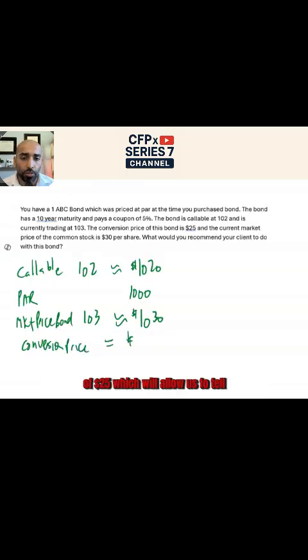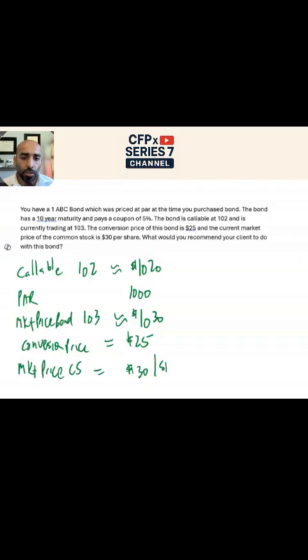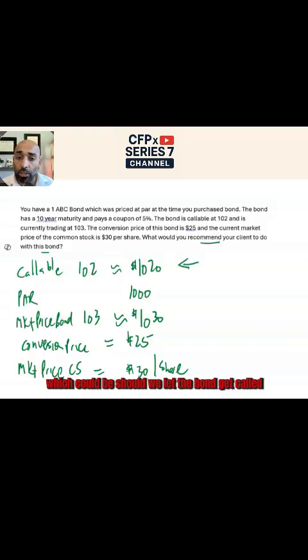Now, we've also been given the conversion price of $25, which will tell us how many shares of common stock we will receive in case we were to convert the bond. And then we've also been given the current market price of common stock, which is $30 per share. And the question is just to find out, what would you recommend your client to do? Which could be, should we let the bond get called? Should we sell the bond at market price? Or should we convert the bond into common stock? And how do we go about doing that?